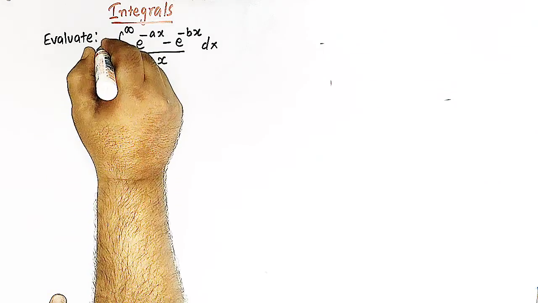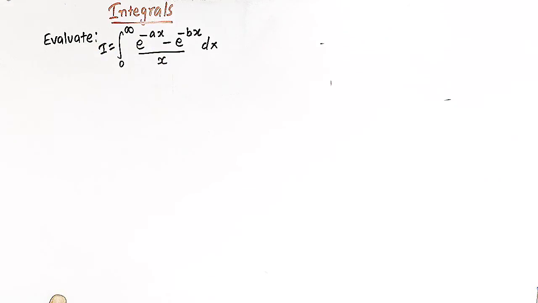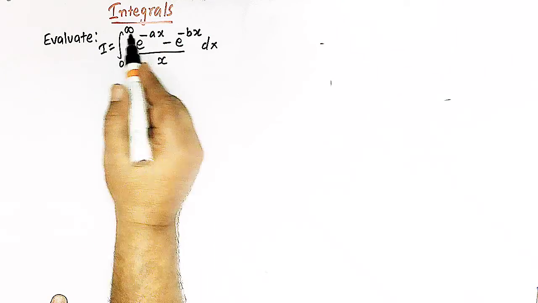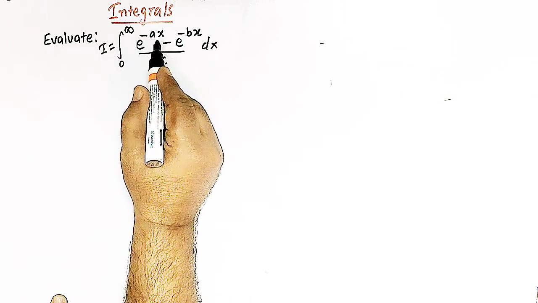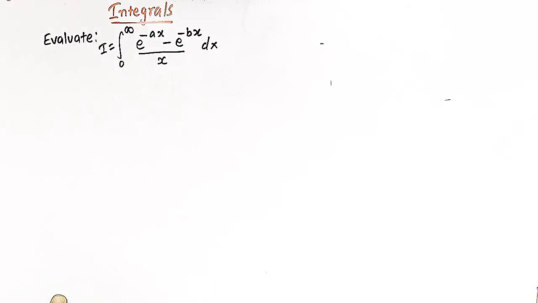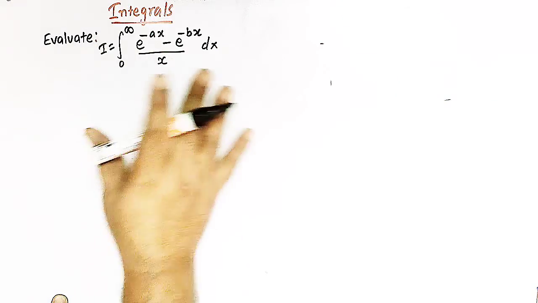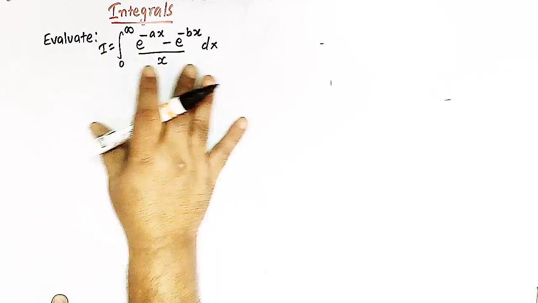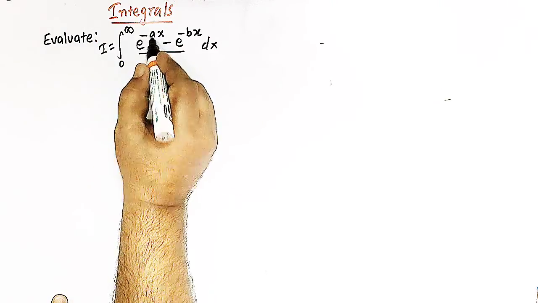So let us first take this integral as I. And here we have the integral from 0 to infinity of (e raised to minus ax minus e raised to minus bx) divided by x. So what we'll do here is differentiate both sides with respect to a.